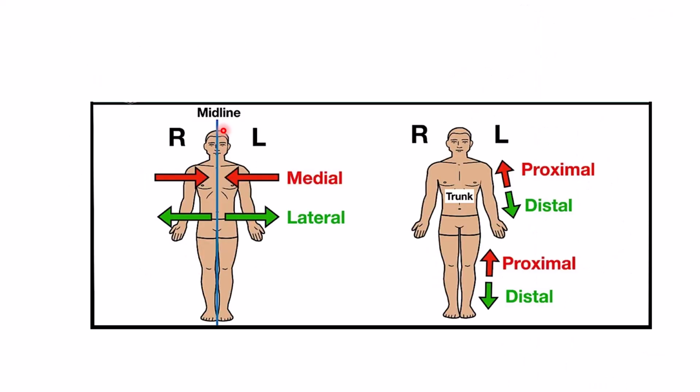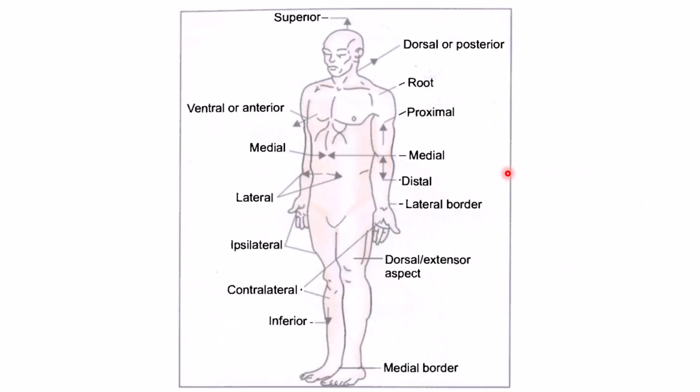See here in this diagram, this is the midline. These are the medial position, and lateral is away from the midline. So medial is closer to the midline and lateral is away from the midline. Here also you can see proximal is the point which is nearer to the root of the limb, and distal is away from the root of the limb, in upper as well as in the lower. But when we are talking about the trunk, we will always talk about the root of the limb. Okay, so that will be proximal and distal.